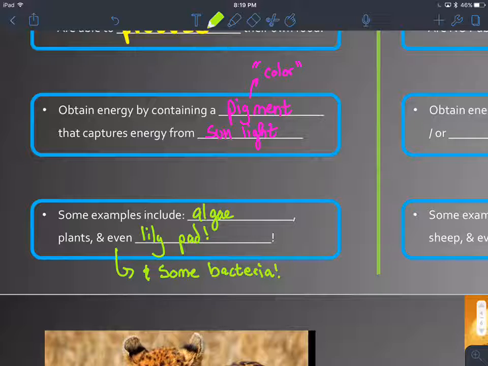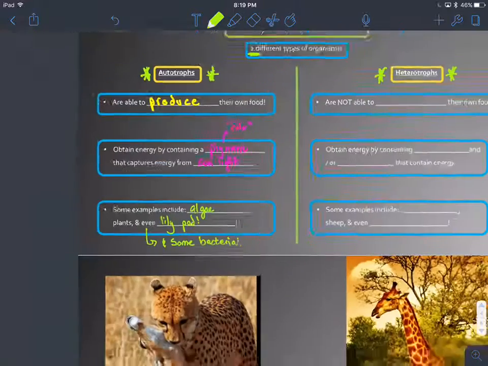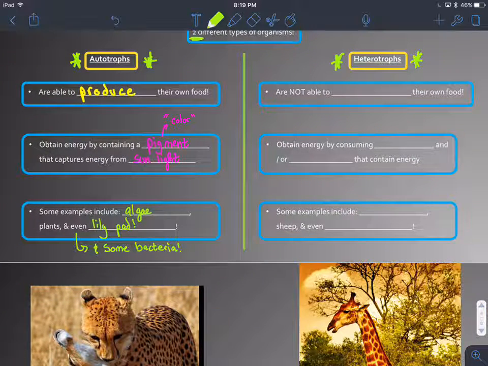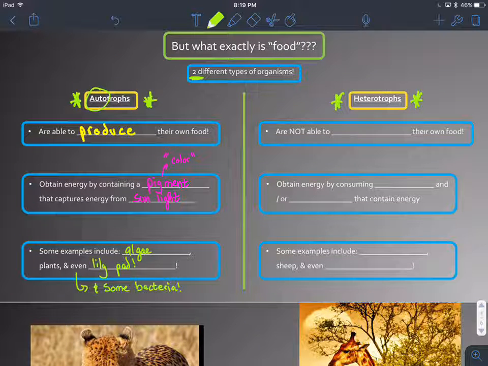And if we don't actually get to this year, I hope at some point in your science career, you guys get to learn what cyanobacteria is. It's wicked cool. So that's autotrophs. Again, auto meaning automatic. They make their own food. They automatically make their own food. Okay, I'm going to write that down.